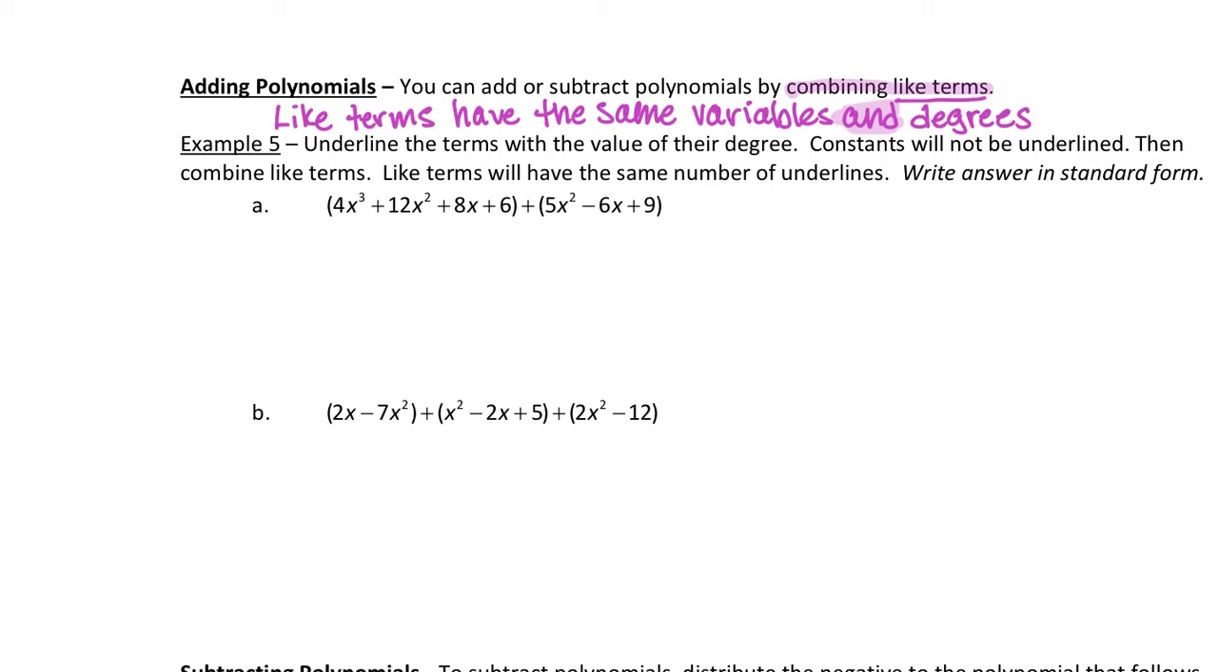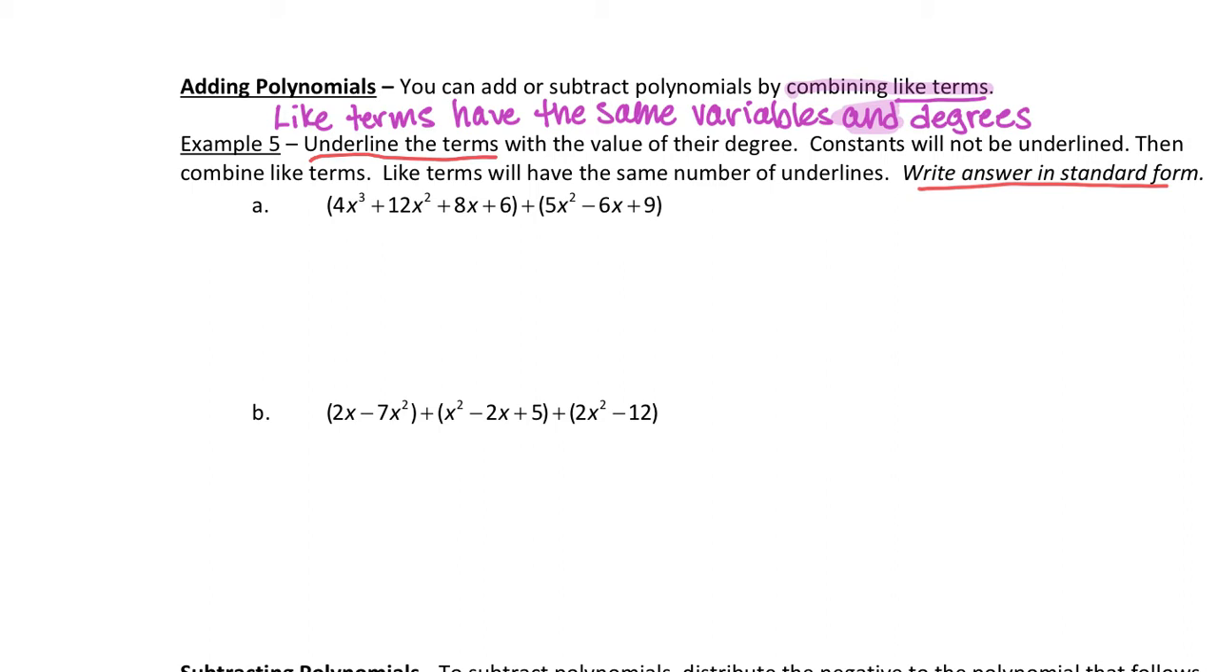A trick that I like to use is to underline the terms with the same degrees. Constants, don't even underline them. Sometimes I like to put a dot under the constants, and then it's just kind of a matching game. And always write your answers in standard form, so that means from the highest degree down to the constant.